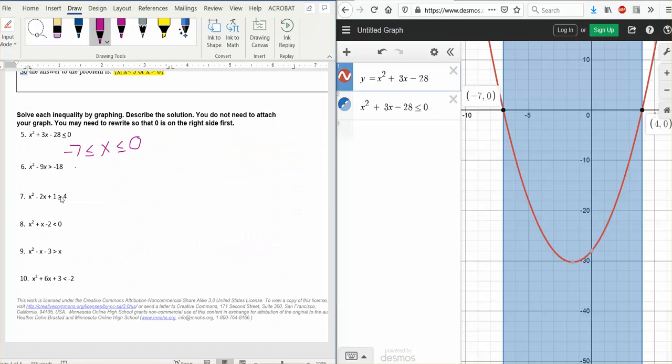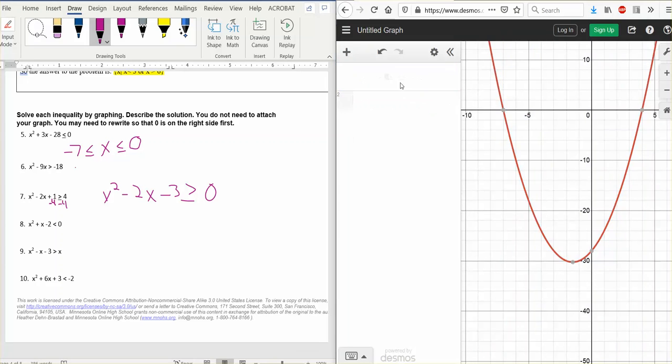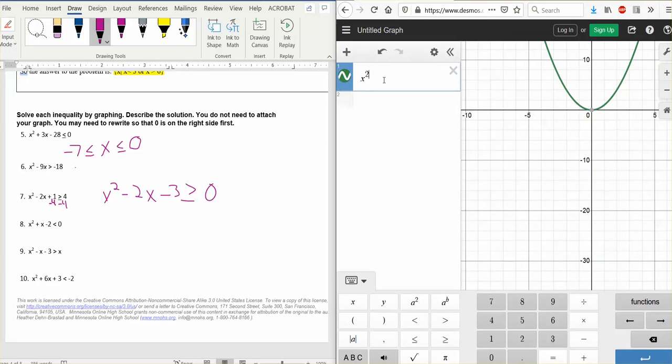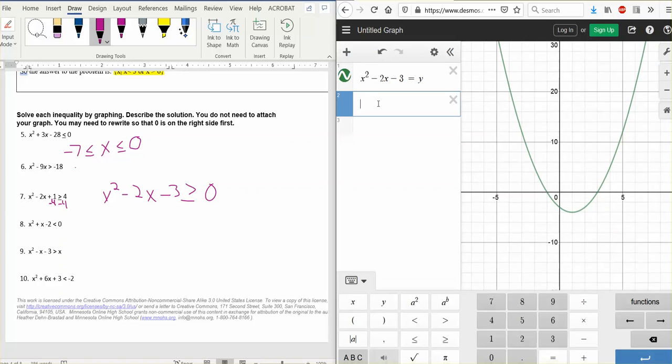On this one, you would have to subtract 4 from both sides. And when I do that, I would get x squared minus 2x minus 3 is greater than or equal to 0. So my two related inequalities to graph would be x squared minus 2x minus 3 equals y, or y equals if you prefer. And then the second would be exactly as it appears in the problem, now that we have 0 on one side by itself, greater than or equal to 0. And that will add the shading.